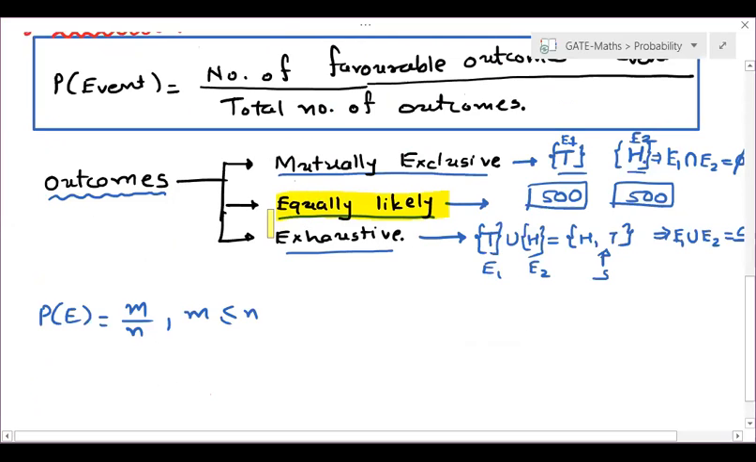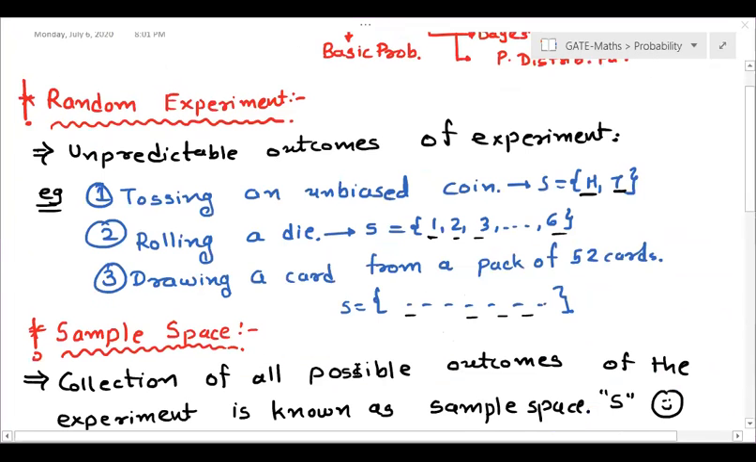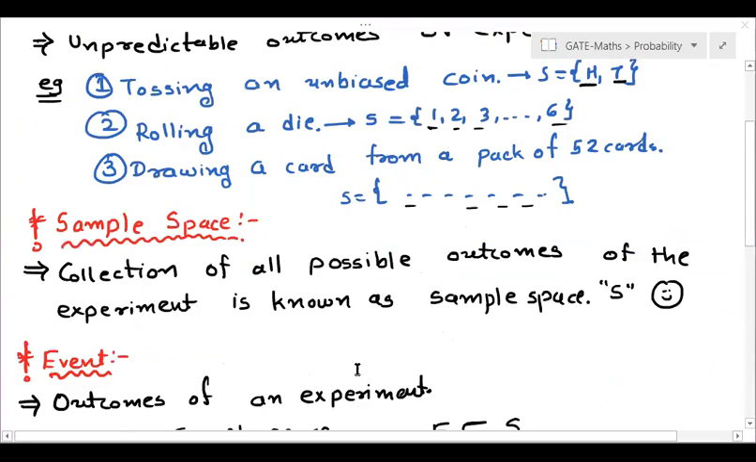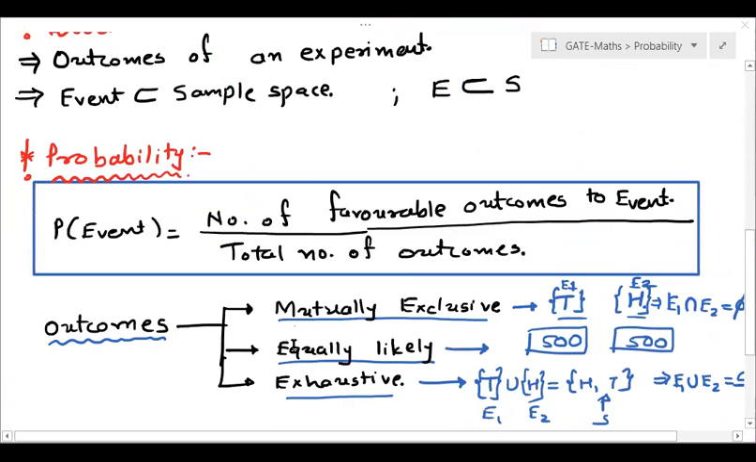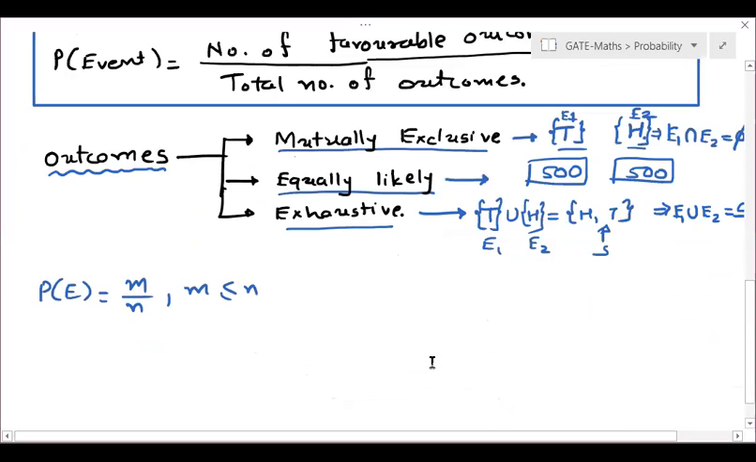There are two types of probabilities. One is experimental probability and the other is empirical probability. So these are all your empirical probability, right? Empirical probability means we are finding probability based on a formula. Experimental probability means you are first doing an experiment and then finding probability based on that experiment.